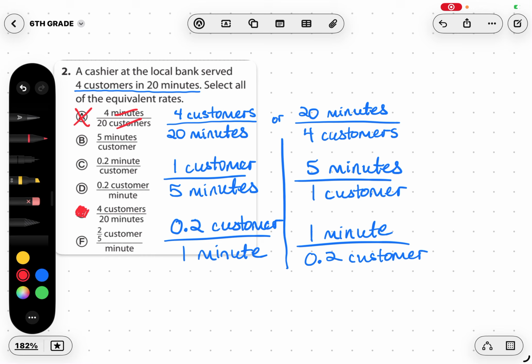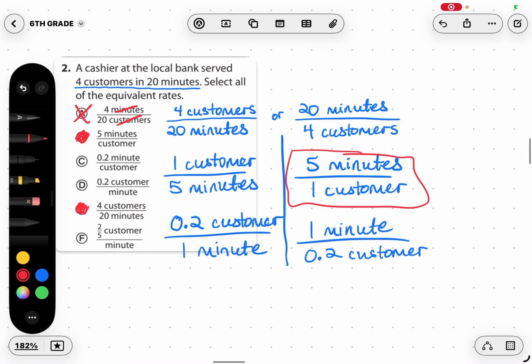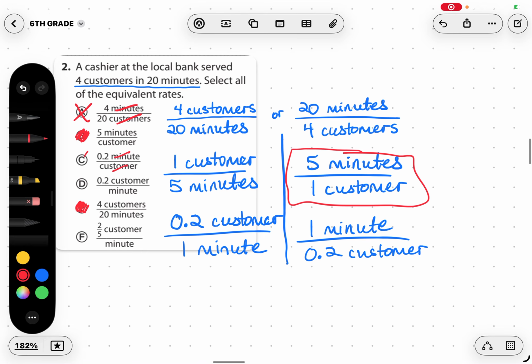Now we just need to select our answers. 5 minutes, one customer, that's right here. That's B. That's correct. 0.2 minutes per customer. No, the units are in the wrong place, so that's not going to work. 0.2 customer per minute. That's right here. So that'll work. And then F, we didn't have that at all. So the 2/5 is wrong there. Okay. And that's how we do that.